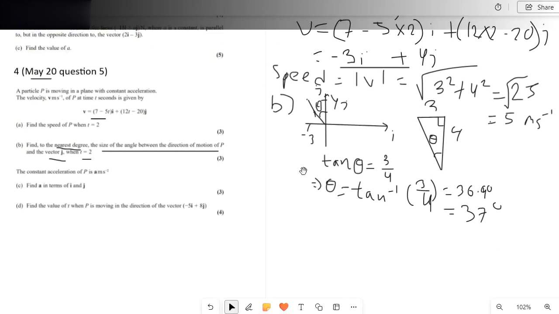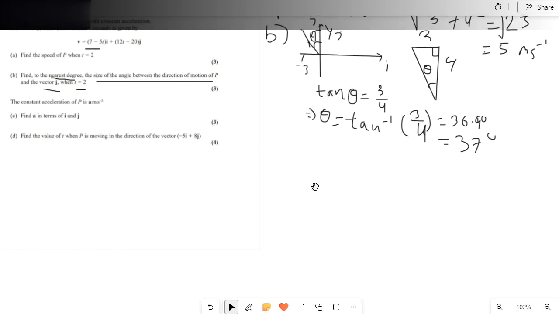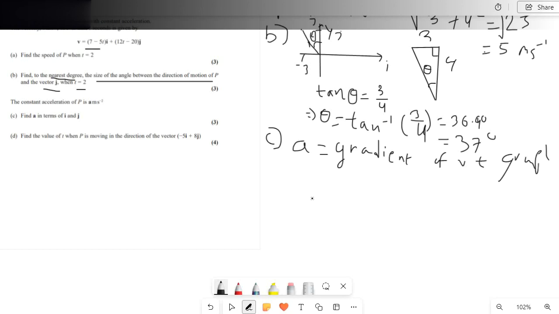Now for part C, the constant acceleration is a. There are mainly two ways of doing it. First of all, we can consider the calculus behind acceleration, and we know that acceleration is the gradient of the velocity time graph. So in our calculus notation it should be dv by dt. So we can differentiate the velocity vector with respect to t.